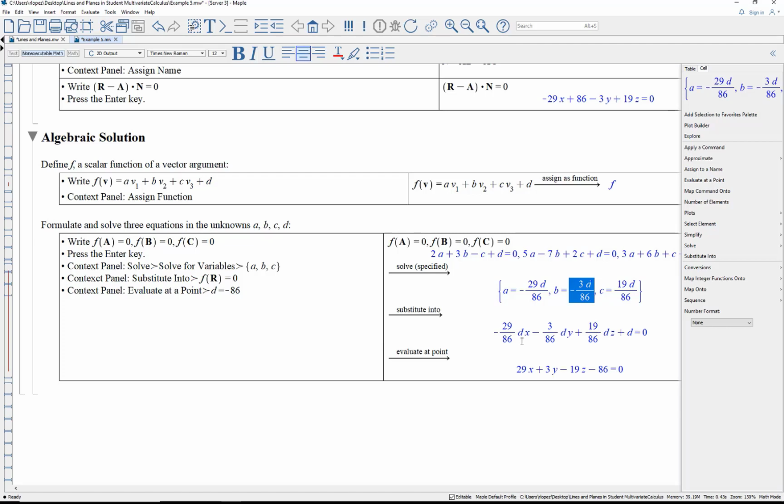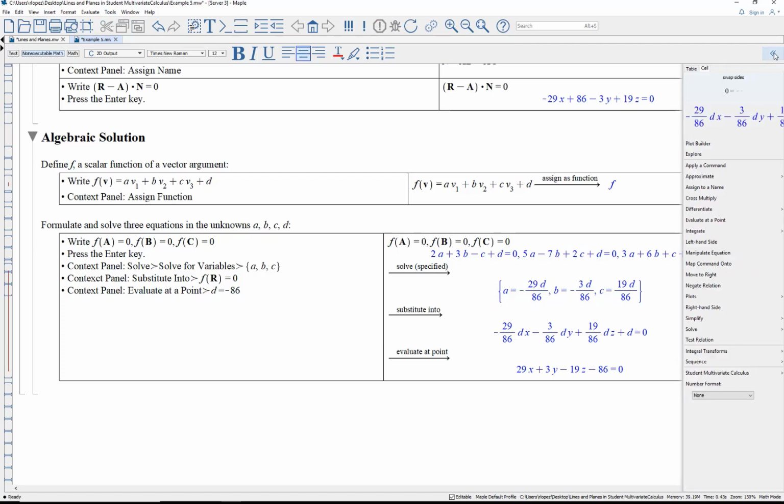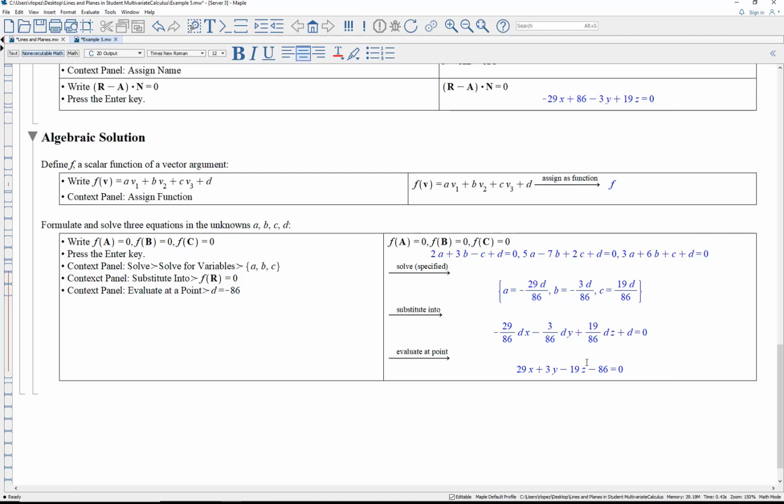Easiest way to get rid of that d is to give it a nice value. So evaluate at a point, give d a value like negative 86, and you'll get the equation of the plane. It will differ from this equation only by a minus sign throughout.